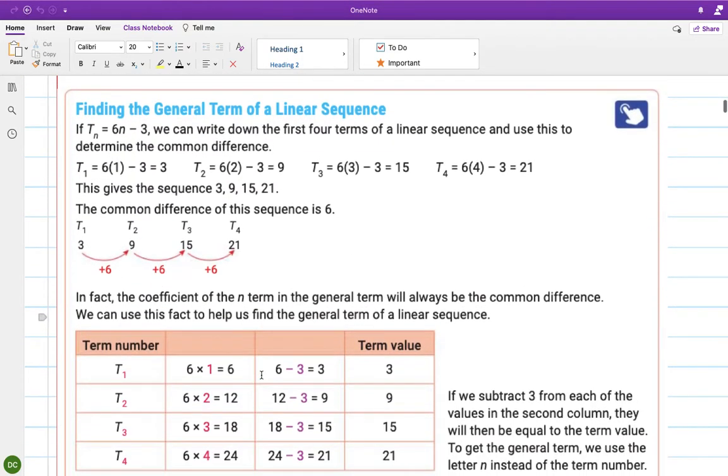Okay. So what we're going to do today is, in those questions there, you were given the general term and you were asked for like the first term, the second term, the third term. What we're going to do here is we're going to give you the first term, the second term, the third term, and ask you to figure out the general term.